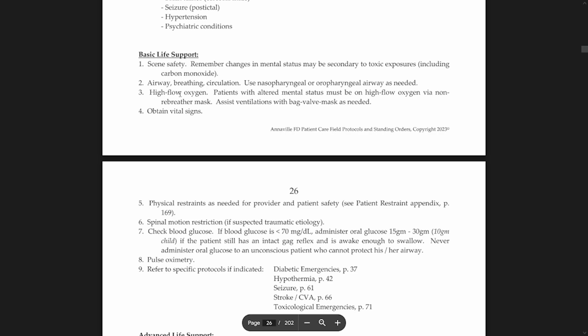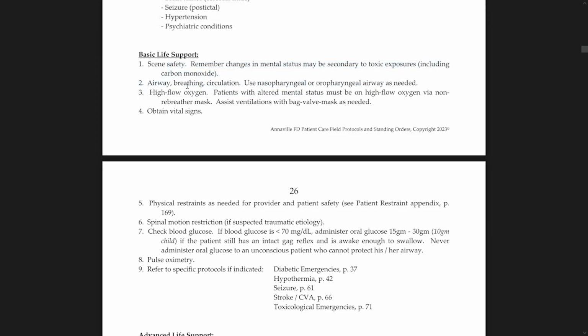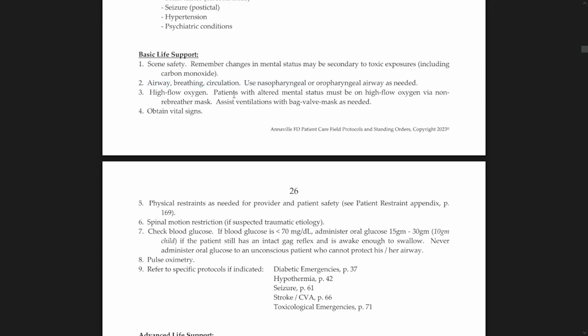For BSI, we want to make sure that we have scene safety. Remember that changes in the mental status may be secondary to toxic exposures, such as carbon monoxide, so be very safe. Watch out for your ABCs. Consider an NPA and OPA if needed. High flow oxygen is potentially necessary. Patients with an altered mental status must be on high flow oxygen via a non-rebreather mask. Assist ventilations with BVM as needed.